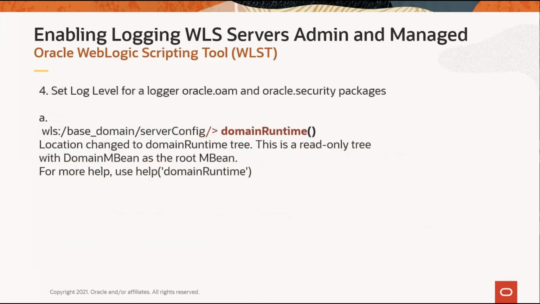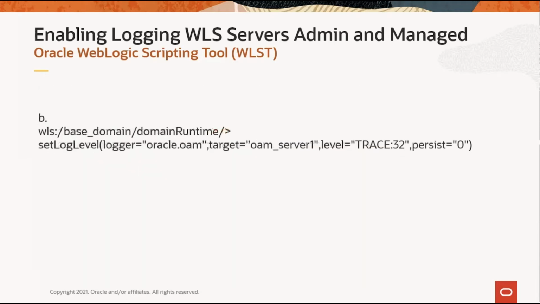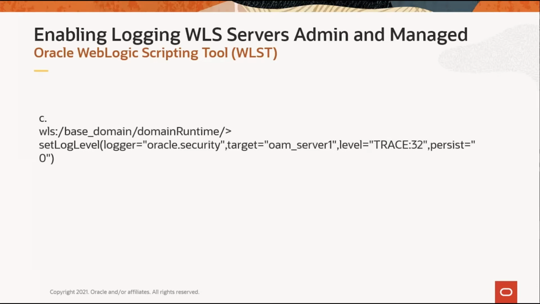Step 4, at a prompt, type the function domain runtime as shown on this page. From the prompt, we will now see WLS:/base_domain/domain runtime/greater. We want to enter the function as seen on the screen to get the logger of oracle.oam and the trace level of 32. Then we want to enter the function as shown on the screen to set the logger for oracle.security and the trace level 32.